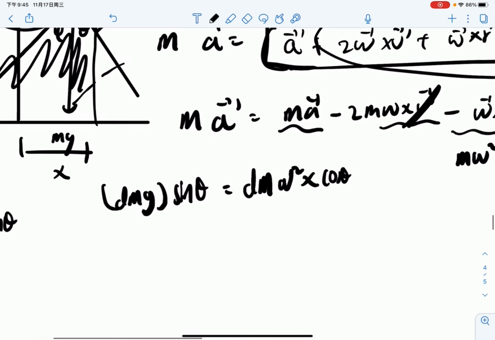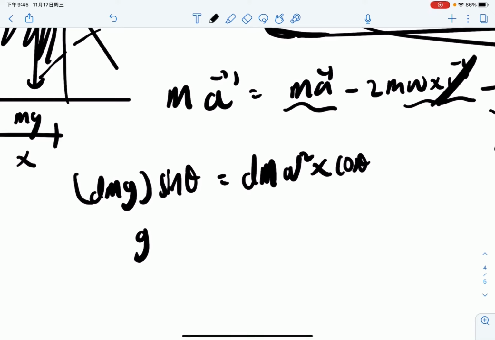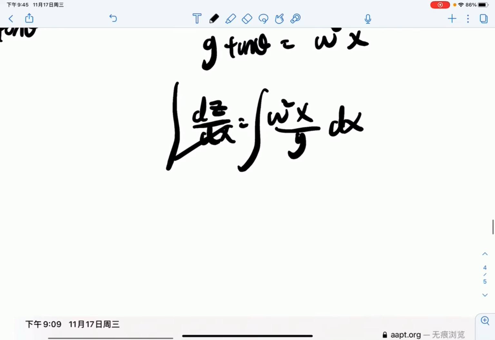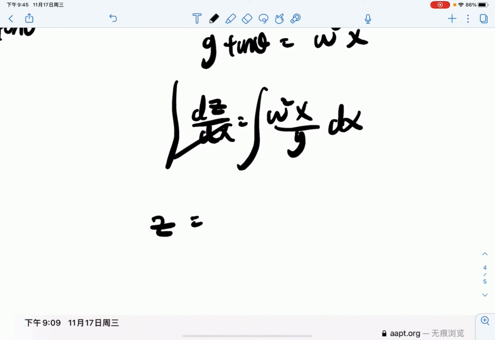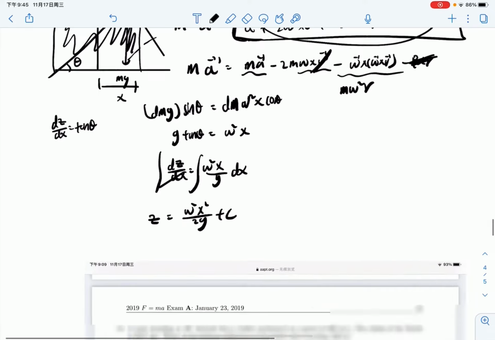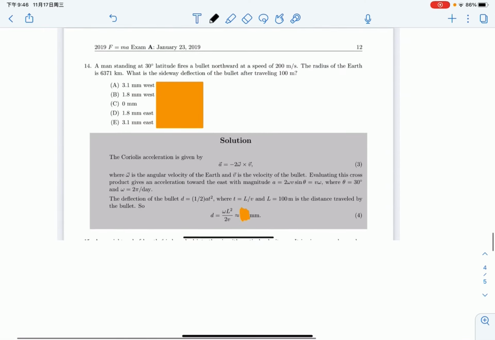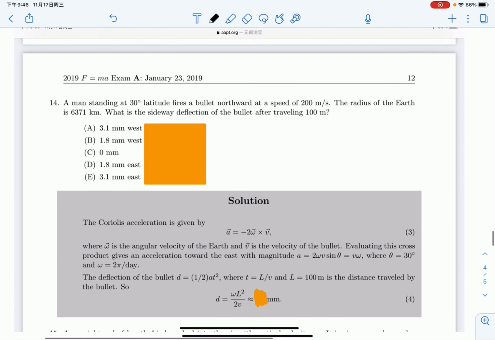And now we have g, and tangent theta is equal to w square x. So dz/dx is equal to w square x divided by g. If we move that side and take the integral, we can get that z is equal to w squared x squared divided by 2g plus constant, which is just a parabola. That's kind of cool.